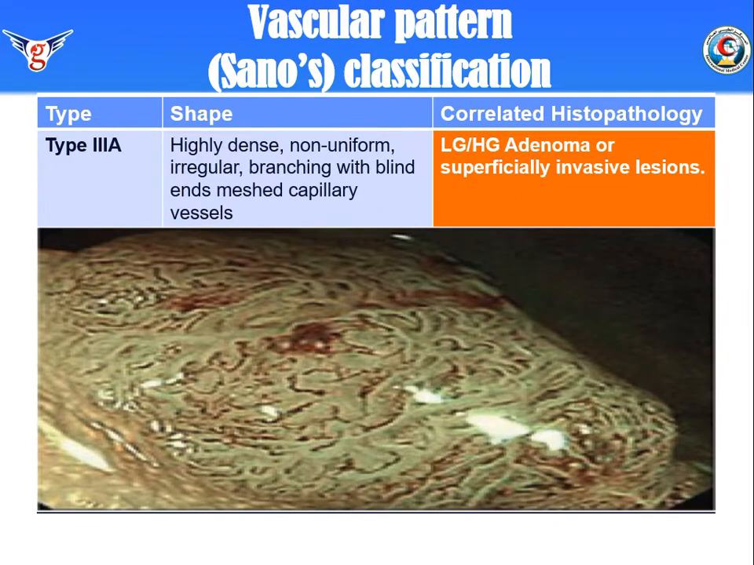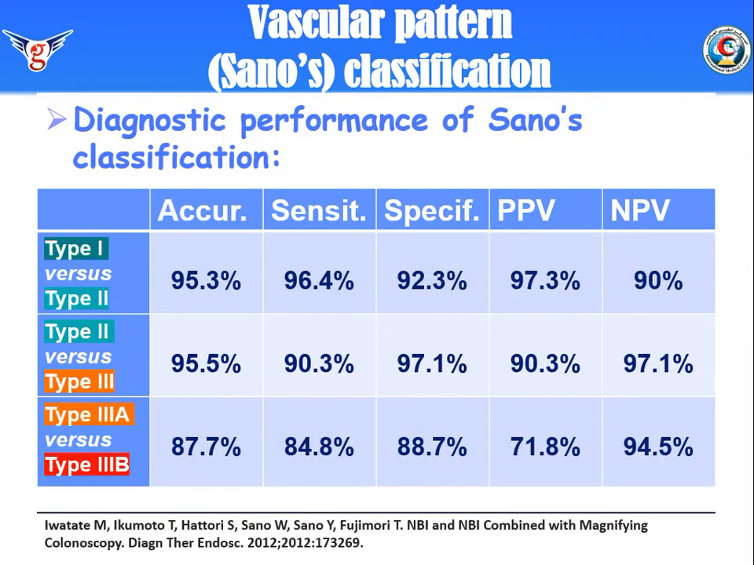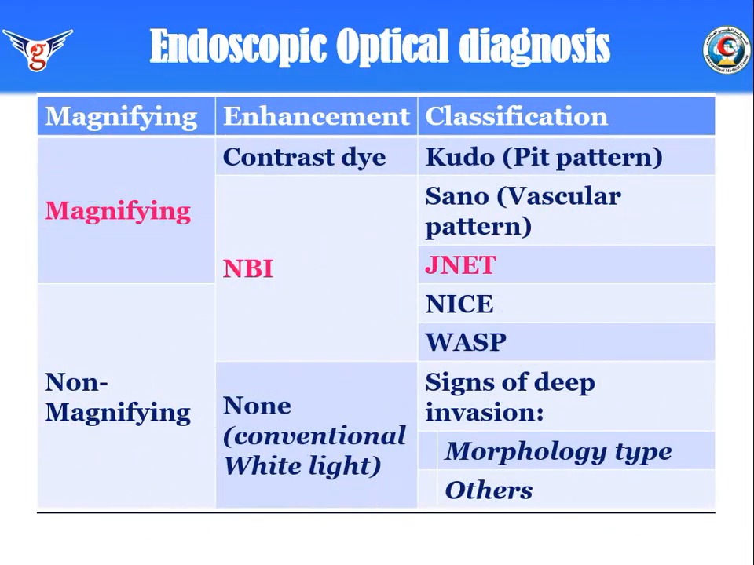Type 3A has highly dense, irregular, branched capillary vessels with blind ends, and is associated with high-grade adenoma or superficially invasive lesion class. And finally type 3B is nearly avascular or has just loose microcapillary vessels, and is associated with deeply invasive carcinoma. The overall diagnostic performance of Sano's classification is satisfactory. However, the performance is weakest when differentiating type 3A from type 3B. Now to the famous J-NET classification.